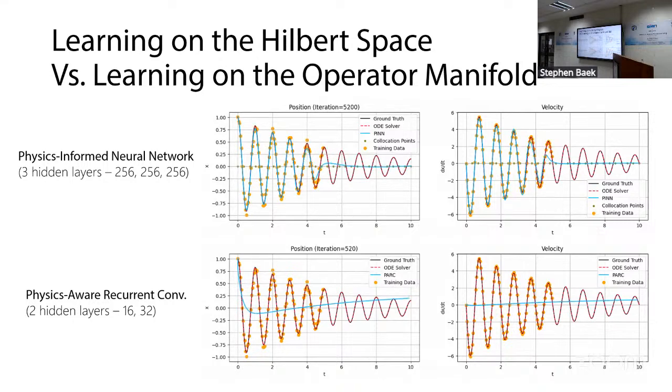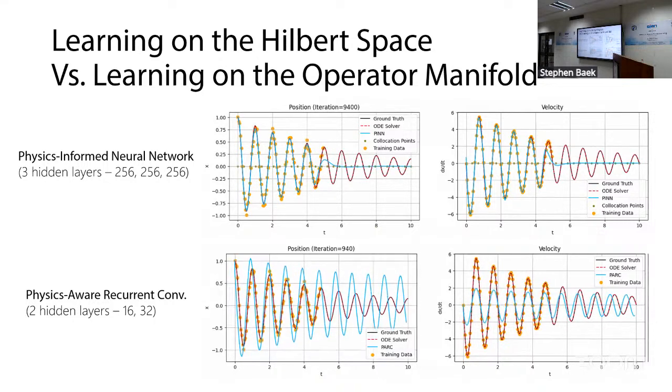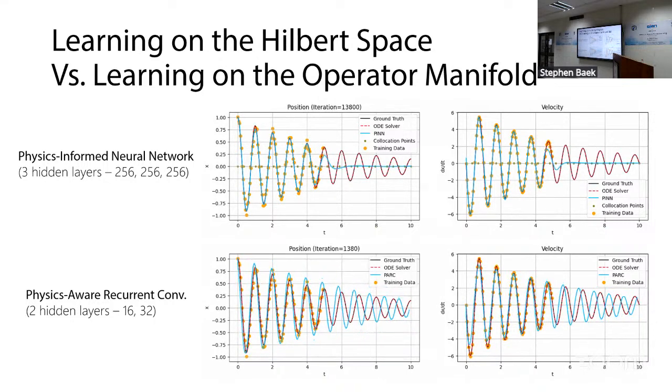So here's a proof. We already saw this physics-informed neural net. And then I already demonstrated that it's incredibly difficult to fit a physics-informed neural network on this.